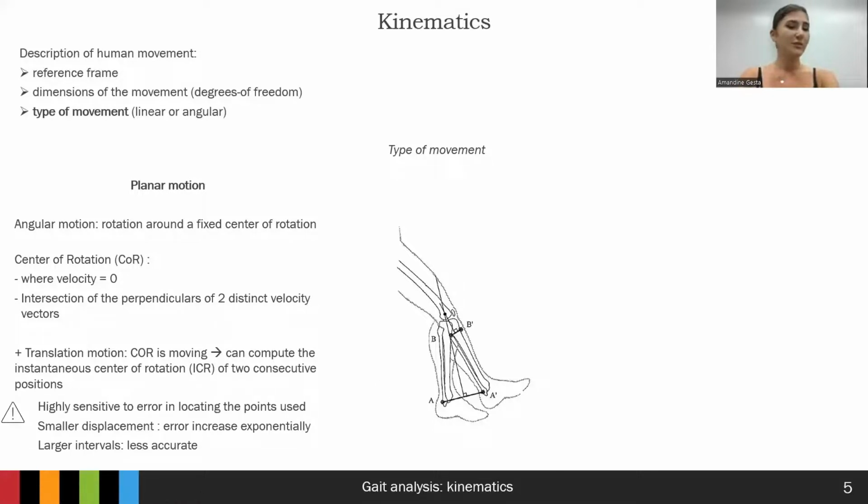But you need to be careful because this method is really sensitive to the error of location of the points used. And if you have a really small displacement, the error will increase exponentially. But also, if you use larger intervals of time, you will have less accurate position of the center of rotation.